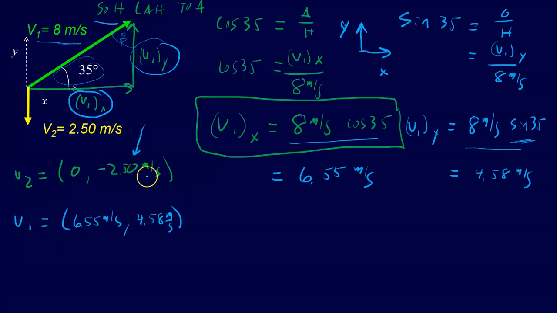Now, the whole reason we write the vectors this way is so that for the V total, the addition of them, you can just add up the sides. So I can say 0 plus 6.55, so my resultant vector here will be 6.55 meters per second, because that's 6.55 plus 0, and then 4.58 minus 2.50, so that gives me 2.08 meters per second there. All right, so in some sense, we're done right here. We've calculated the total vector.